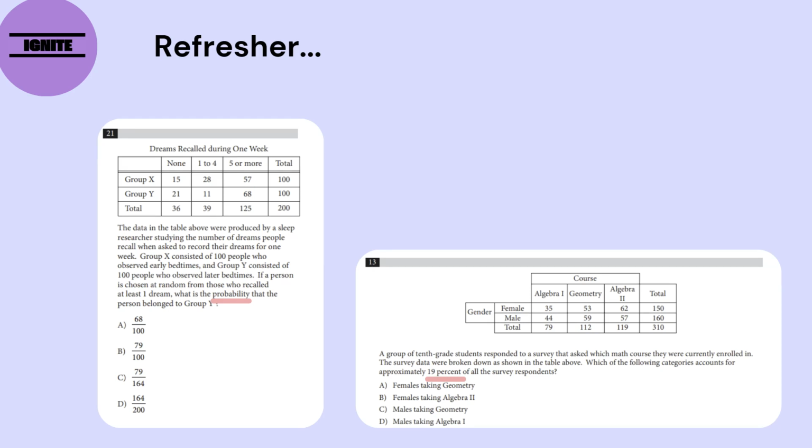In both of these instances, two-way tables are used, which is a high indicator of a probability question. A die may be used, or even a one-way table may be used, but notice that the answer choices are either talking about ratios in 13 or direct probabilities in question 21.